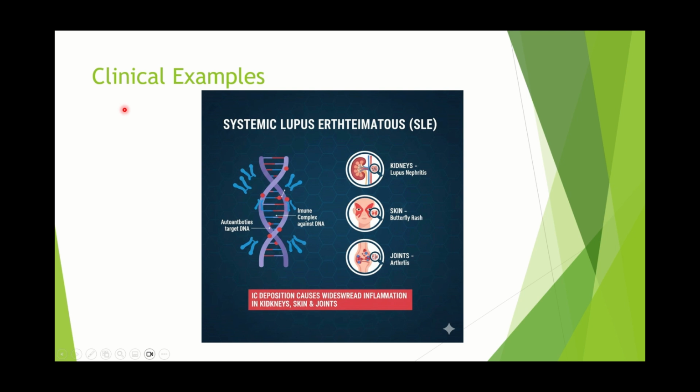Now, let's look at clinical examples. The most famous is systemic lupus erythematosus, or SLE. In lupus, the body produces antibodies against its own DNA. These DNA-antibody complexes circulate and deposit widely. This leads to inflammation in the kidney, the characteristic butterfly rash on the skin, and pain in the joints.